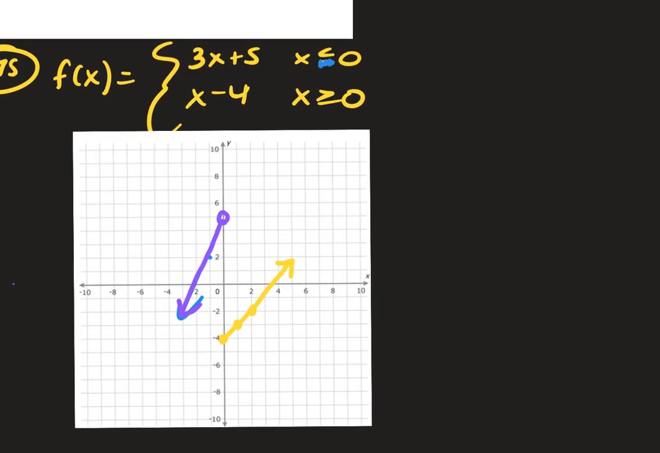Now your domain goes left to right here. So if I have this arrow that's going to keep going this way, my domain's going to keep getting smaller and smaller and smaller. And I have this arrow that's going to keep going this way.